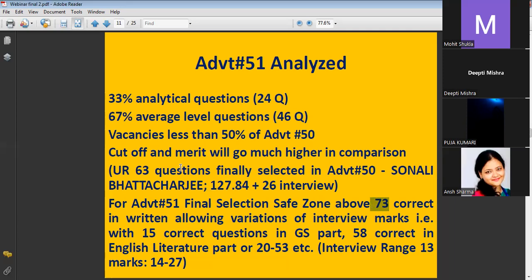So if you've got 73 correct questions, and that is happening with people who have average GS like us, 15 correct questions in GS, for them they will have to do 58 correct questions in the English literature part. If you go up to 20 correct questions in GS, then 53 in the literature part, and so on. But the total must reach 70 plus. 1, 2, 3, whatever you want to do, it's your analysis. But my analysis is that if you want to stay in the safe zone, that has to be 73. You may or may not agree with me, but that has to be 73.